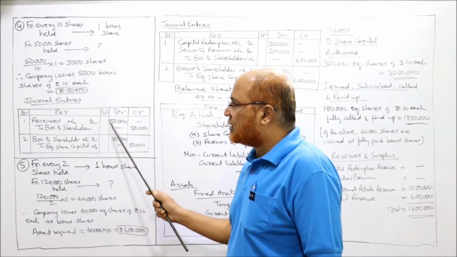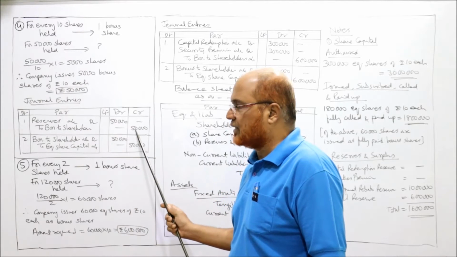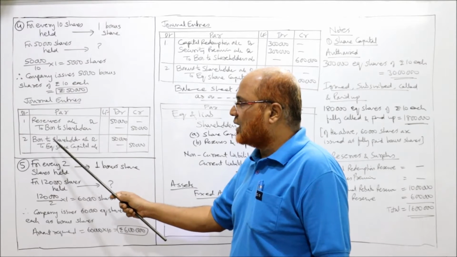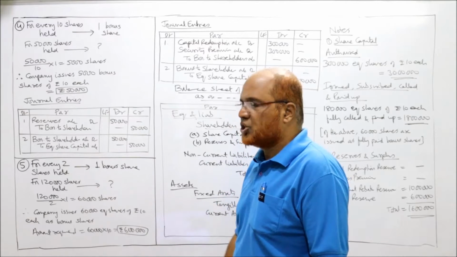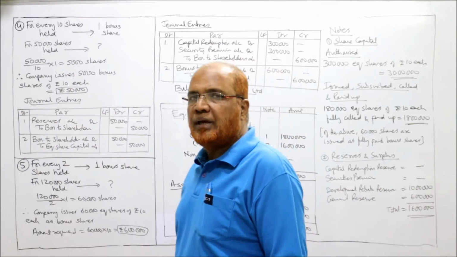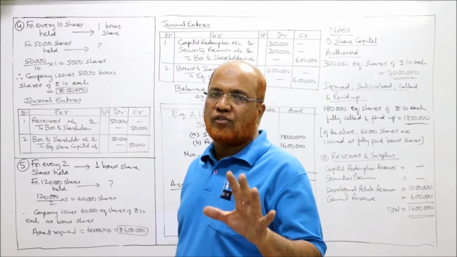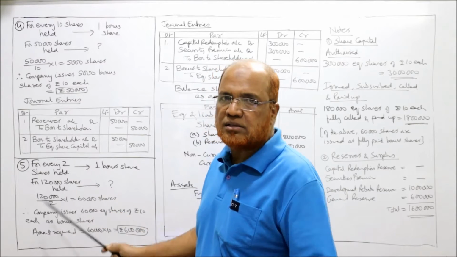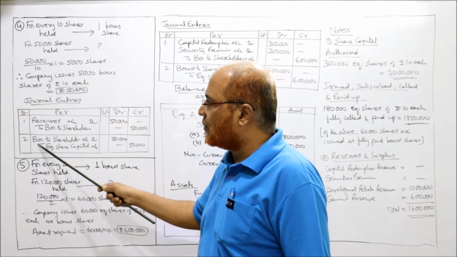So reserves account debit 50,000 to bonus to shareholders 50,000. Being the amount withdrawn from reserve for declaring bonus. Second, bonus to shareholders account debit to equity share capital, same. Being 5,000 equity shares of rupees 10 each issued as fully paid bonus shares. That's it. This is the end of the problem number 4.